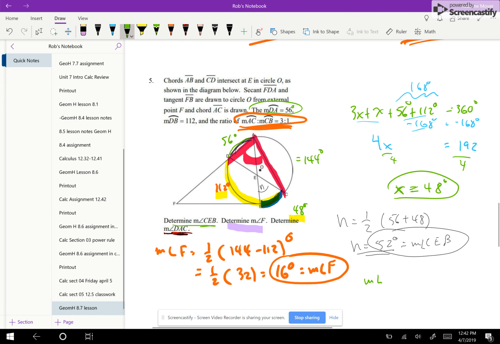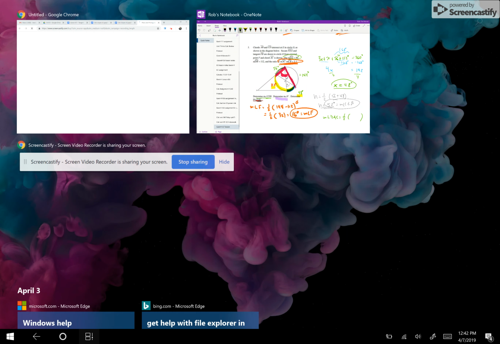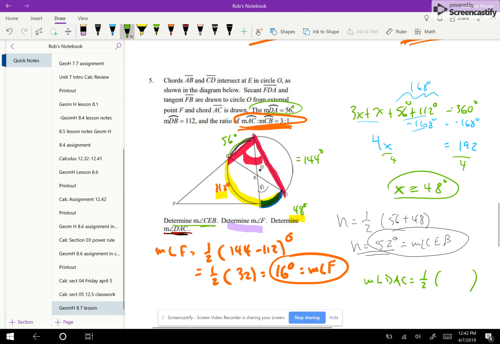Measure of angle DAC is half the measure of its intercepted arc, but its intercepted arc is 112 plus 48. Okay? Oh, no. About finished. 112 plus 48, it adds up nicely to 160. So it is 80 degrees is the measure of angle DAC.